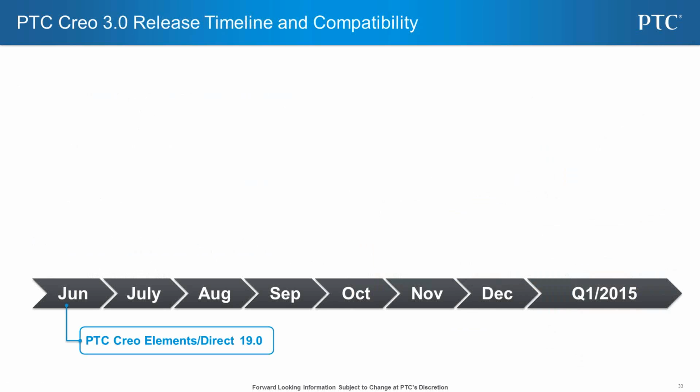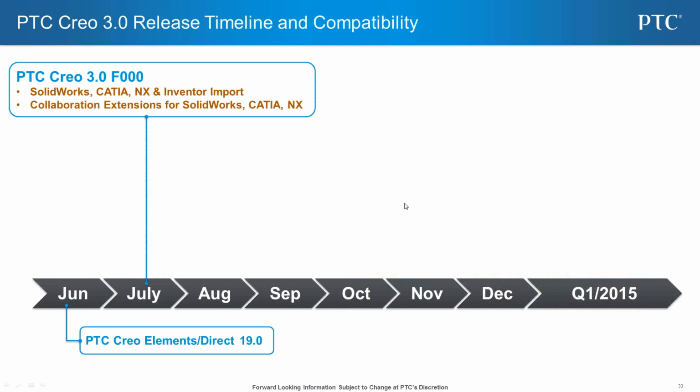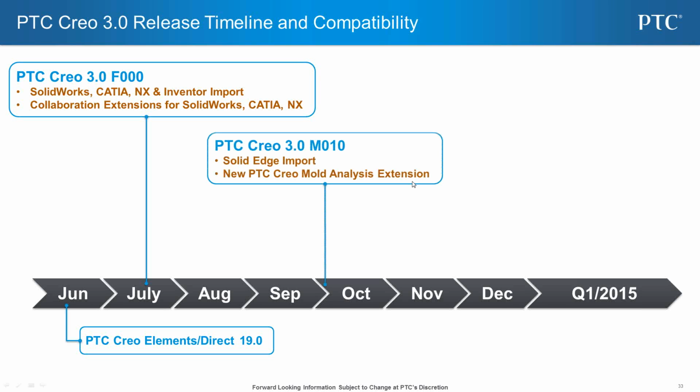So just to finish off, a high-level look at the timeline. So obviously Creo 3.0 F000 is available today. In October we'll be shipping M10, and in M10 we're going to be adding support for the ability to import Solid Edge, and we'll also be adding the mold analysis extension that I talked about. So that will come in M10.